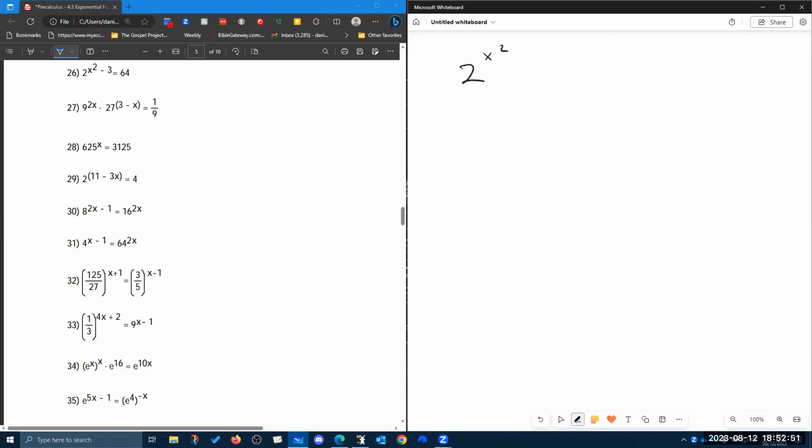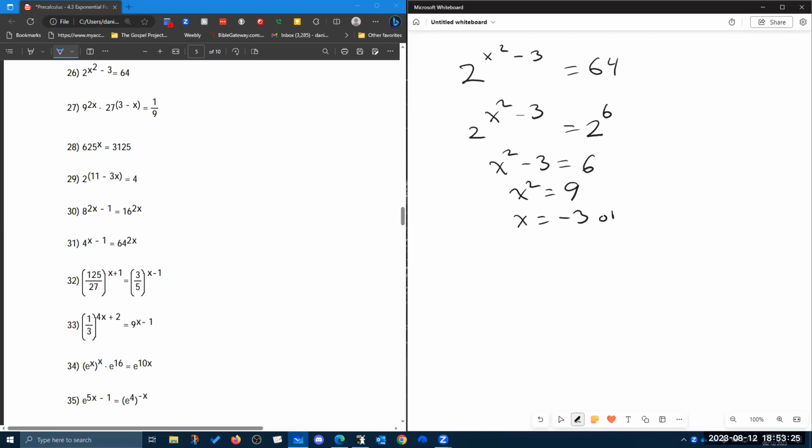2 to the x squared minus 3 equals 64. So 2 to the x squared minus 3 equals 2 to the 6th power. x squared minus 3 is equal to 6. x squared is equal to 9. x is equal to negative 3, or x is equal to 3. Both answers should work.